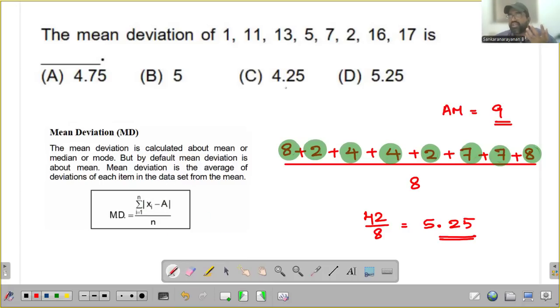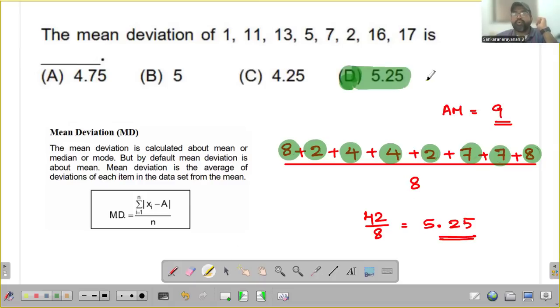So when you do this calculation, the mean deviation using the formula that I have presented: first you have to find the arithmetic mean and find how much each observation is deviated from it. You take the absolute value only. The total of all those deviations comes as 42. Divide that with the number of observations. 42 by 8, 5.25 it comes.